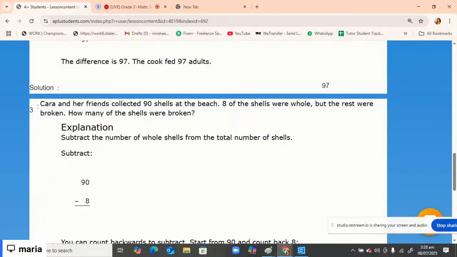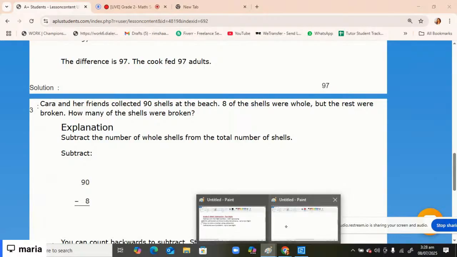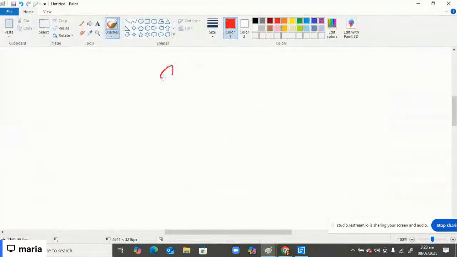So, we're going to subtract the whole from the total and then we get the answer for broken. Total is 90, whole are only 6. How many broken? You guys tell me. Is 0 out of 6 possible? Everyone tell me the answer in the chat, please. I'm waiting.